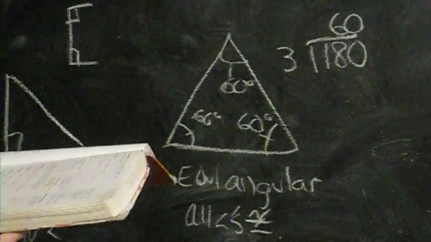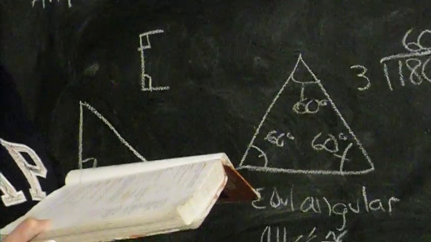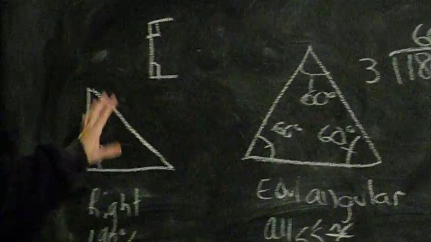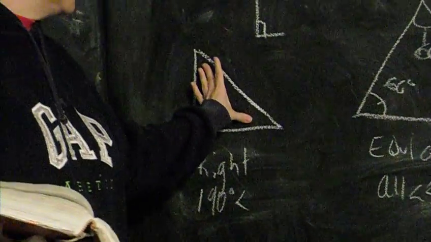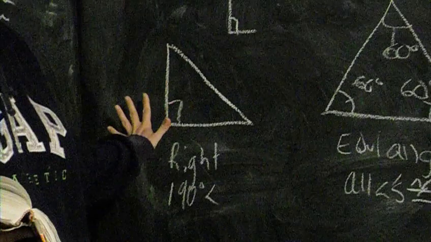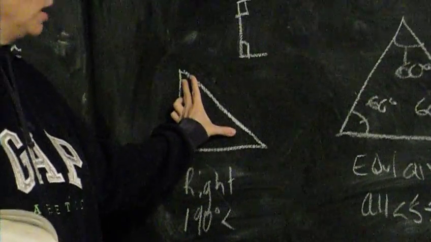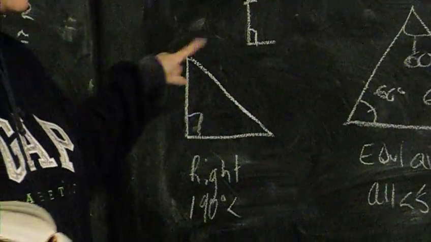Corollary 4, the acute angles of a right triangle are complementary. So the acute angles, obviously, okay? If this is 90 degrees, these two angles have to add up to 90 degrees because the whole triangle is going to be 180. So they will be complementary. Only in a right triangle, though. Don't get confused because that's only a right triangle.